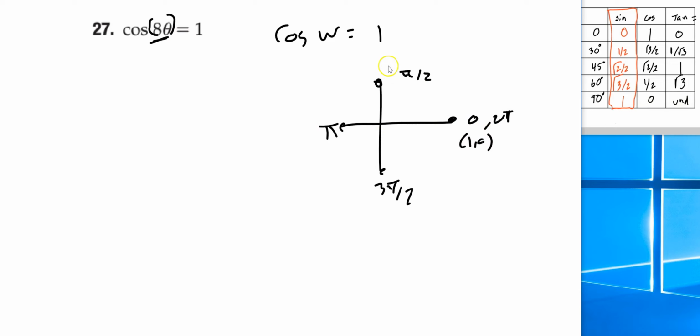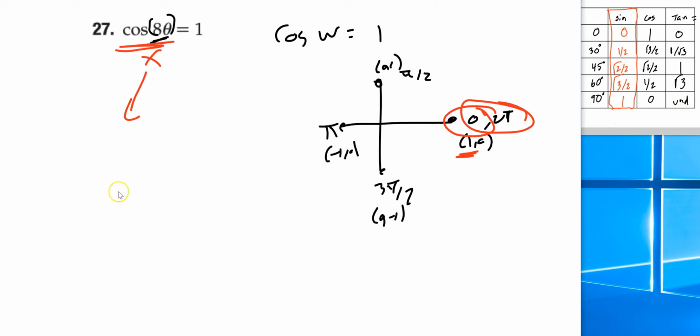1, 0, 0, 1, negative 1, 0, 0, negative 1. Now again, we're doing cosine, and cosine is the x value, sine is the y value. So we're actually doing, where does cosine equal 1? That only happens here, at 0 degrees and at 2 pi. So let's rewrite it. My answers are 0 and 2 pi, or 0 and 360.